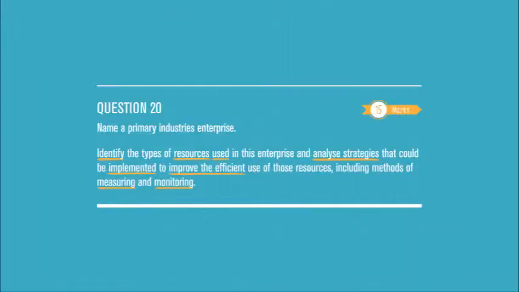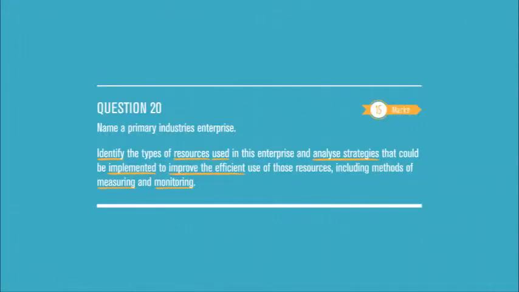One of the first things you need to do in your answer is go through and identify a primary industries workplace. So that might be a good idea to write down in your plan what enterprise you're going to talk about. And then in terms of the keywords for this question, we have identify, resources used, analyse strategies that can be implemented, improve the efficiency, and then measuring and monitoring. So when we're looking at answering this question, the important thing is to identify an enterprise. An enterprise that is relevant to the area which I'm from at Dunedin is broadacre cropping.